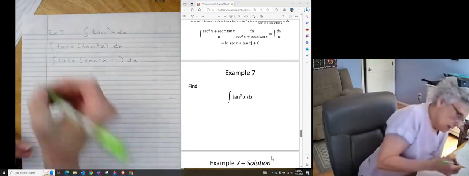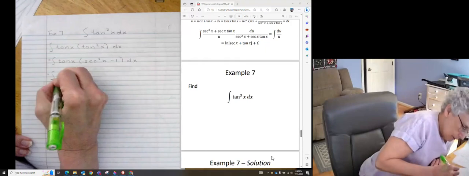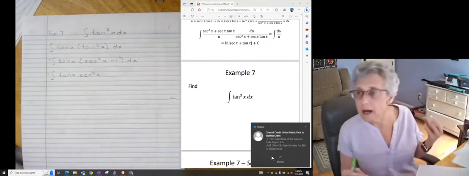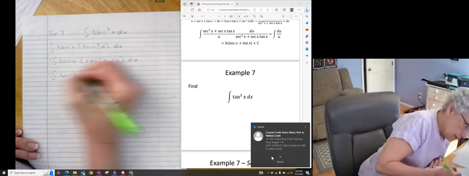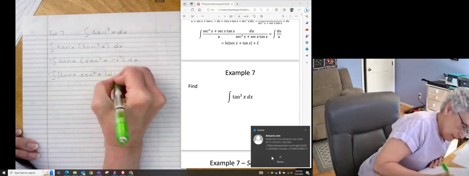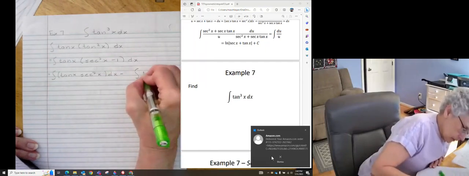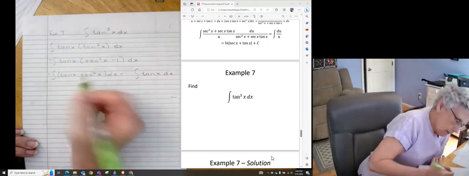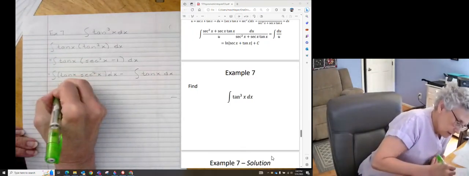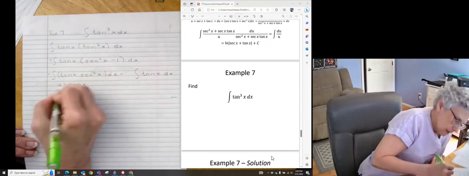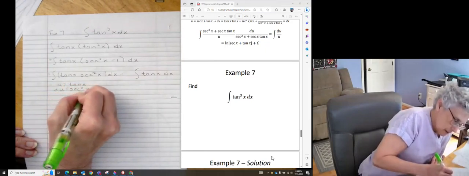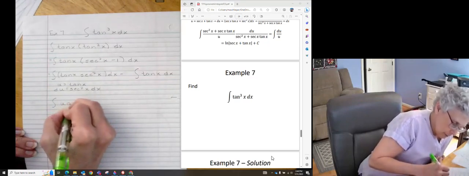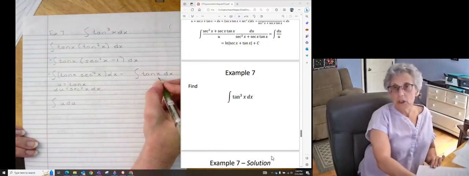Now I can distribute that tangent. So I have the integral of tangent of x times secant squared of x. And you could even divide it up into two different integrals if you really wanted to. Tangent x secant squared x dx minus tangent of x dx. Well, now I can let u be equal to the tangent of x, and du is secant squared of x dx. So this piece is the integral of u du.